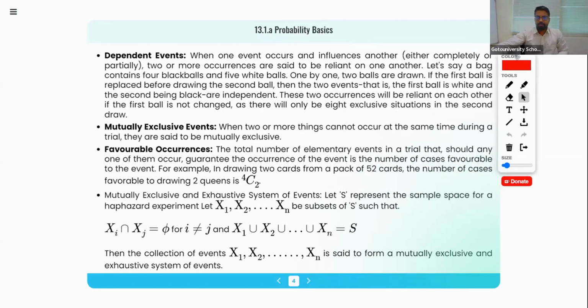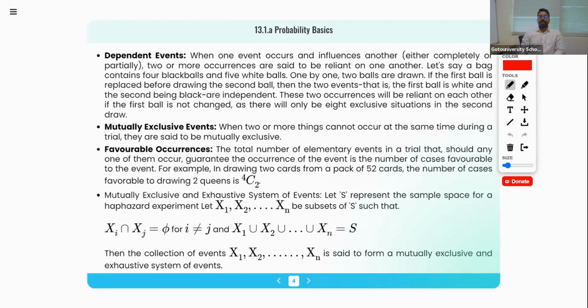Dependent events. That's very important for us in today's class, because in dependent events we have a particular concept in our 12th standard which mainly focuses on them. In our 11th standard, we mostly discussed independent events. When one event occurs and influences another, such events are called dependent events. So two or more occurrences are said to be reliant on each other.